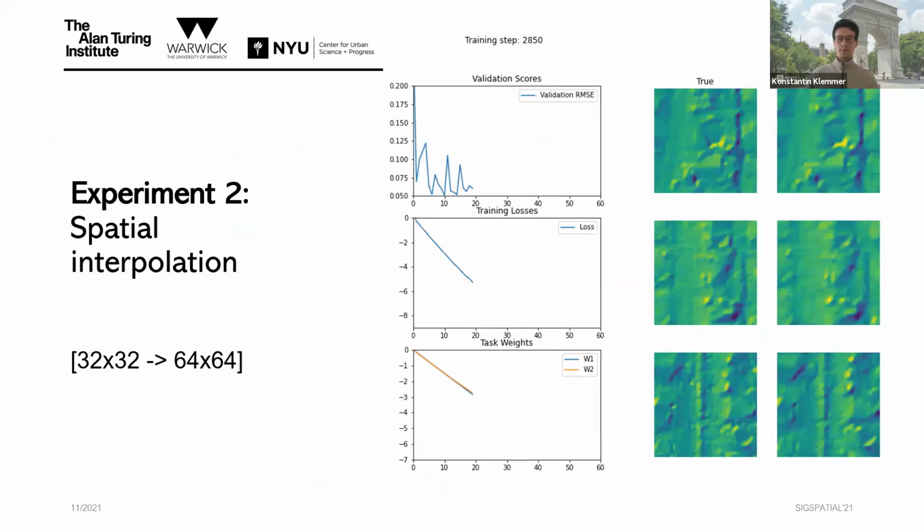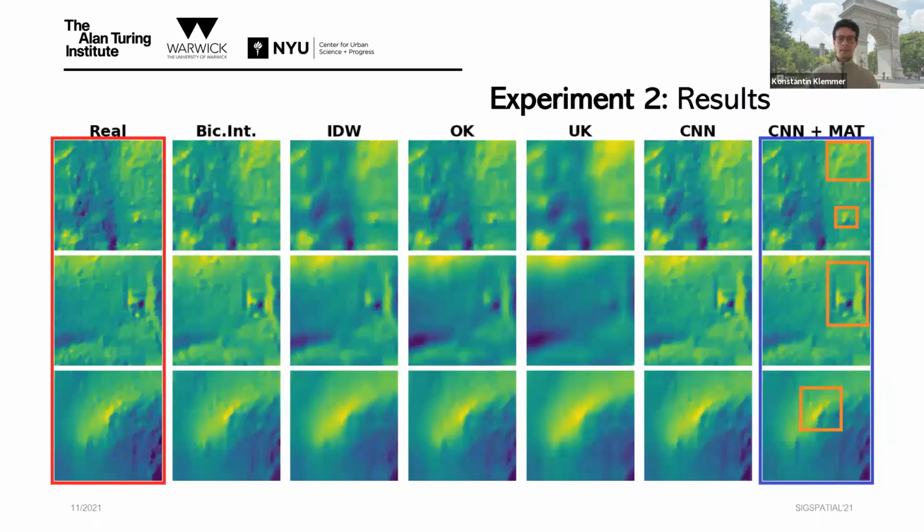In our second experiment, we tackle spatial interpolation or image super-resolution. We again find that augmenting a learner, here a CNN, with our auxiliary task improves performance. Again, our approach improves over a set of baseline approaches.